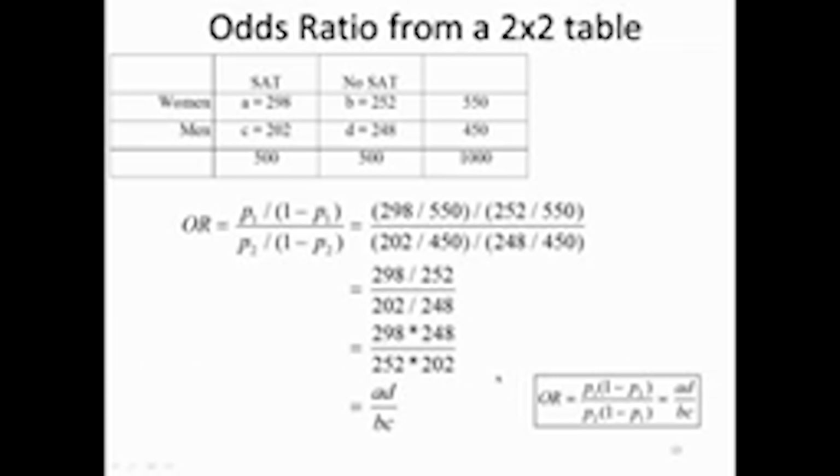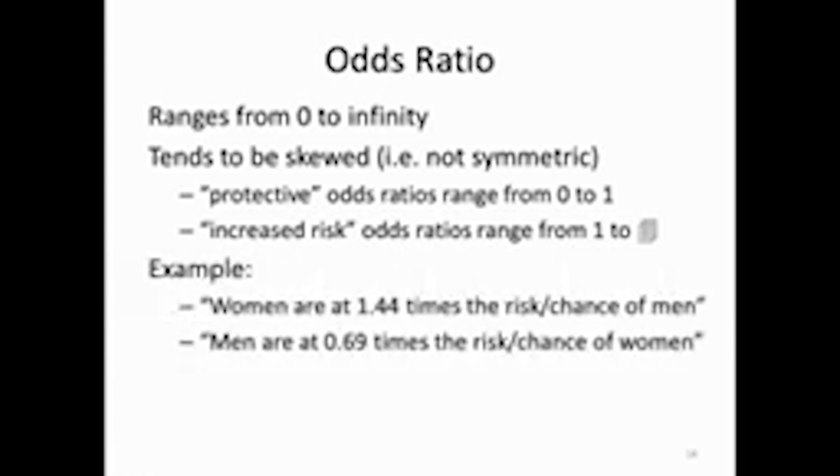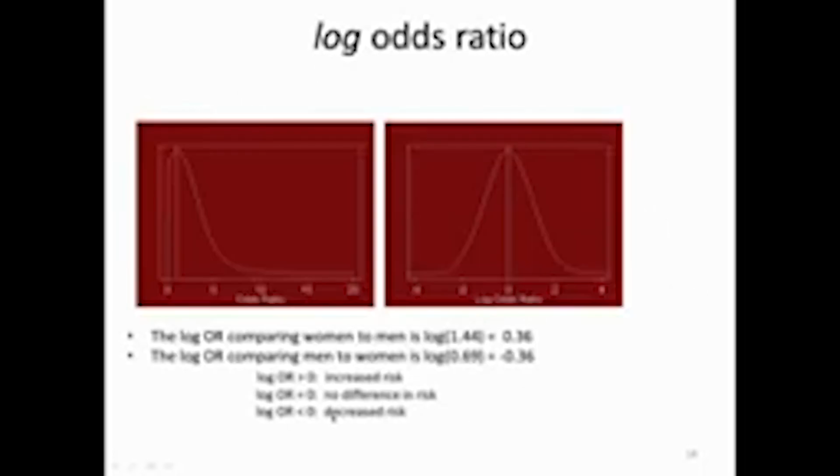So this is an important formula we need to remember. It ranges from 0 to infinity. In this particular case we got 1.44, so the numbers can be very, very large. It is not symmetric. When we have 0 to 1 it is protective, greater than 1 it is increased risk. So women are 1.44 times the risk divided by chance of men, men are 0.69 times the risk with respect to chance of women, in that particular example.